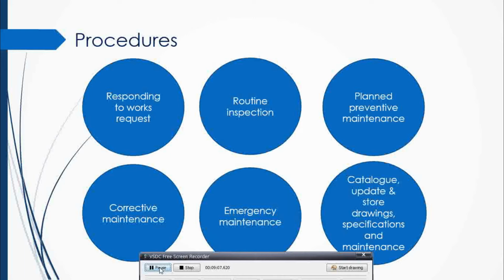Other than that, the last is the catalog update and store drawing, specification, and maintenance details. So for each system there should be some sort of reference materials, right? Specification and then drawing. So you as an engineer, anytime something goes wrong, you can have this drawing in front of you, so you can just open and find out which area is the one needed for troubleshooting and so on. So the catalogs, the detailed information, and specification of an equipment are really helpful and useful for the engineers, so that when you use them, you can do the task more easily. Okay.